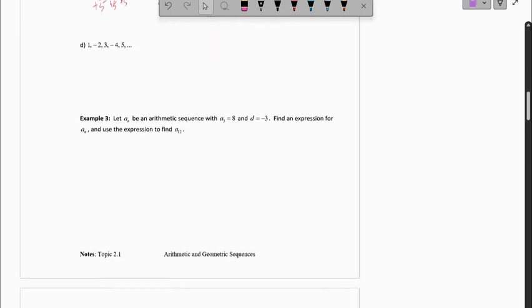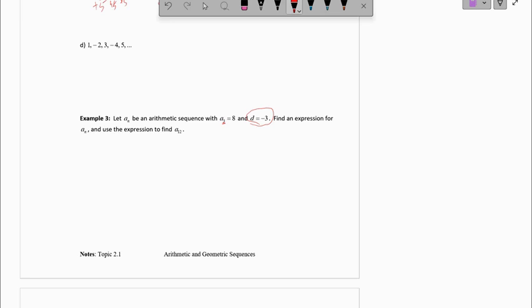So here we're told that it's an arithmetic sequence, and we're told a few things. First, we're told a specific term. We are told that the third term is 8. So you could almost think of this like a coordinate point, right? 3 comma 8. And then we're also told that the common difference is negative 3. And we want to find an expression for a sub n and use the expression to find a sub 12.